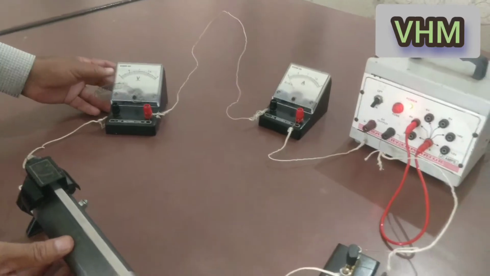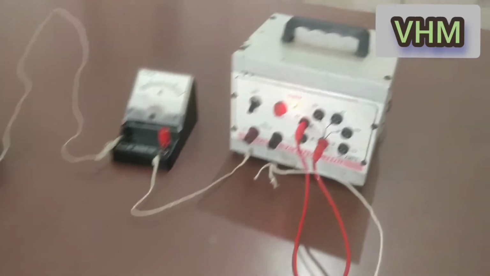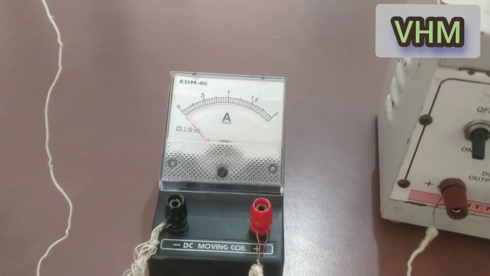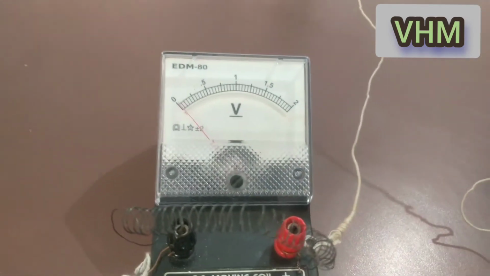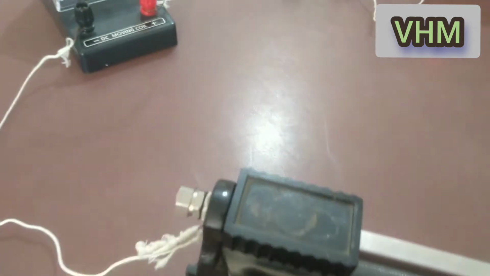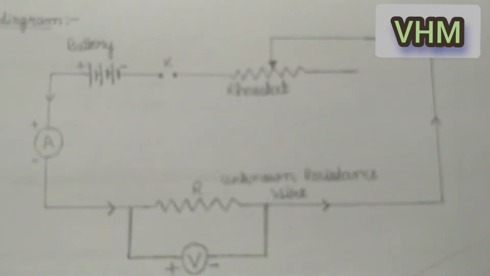Now have a look at the apparatus setup. This is our apparatus setup for this practical. For that we need the battery eliminator, the ammeter, the voltmeter, and this is called the rheostat, that has 3 ends: one of this, the second is here, and the third one is this end. And this is called the one-way key.